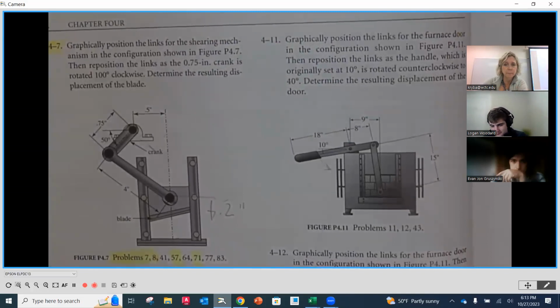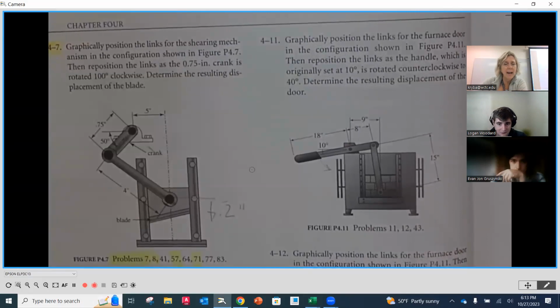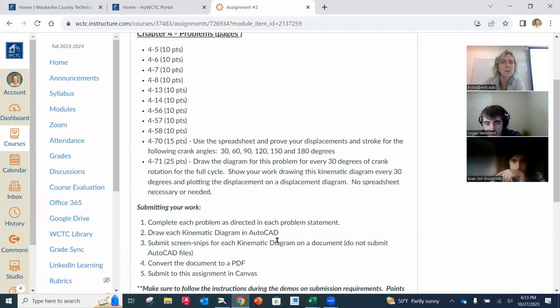Now that one, because it is an offset, is unfortunately not a mirror image at 180 degrees. So what I want you to do on this problem is do it every 30 degrees all the way around. But again, use simplified versions. You don't have to draw the full kinematic diagram for each 30 degrees. Just move and get your distances off of there.